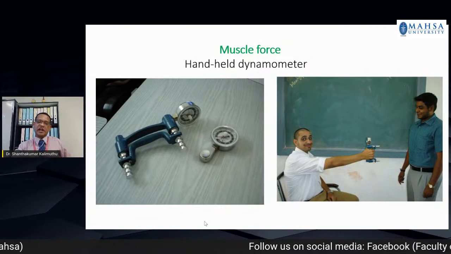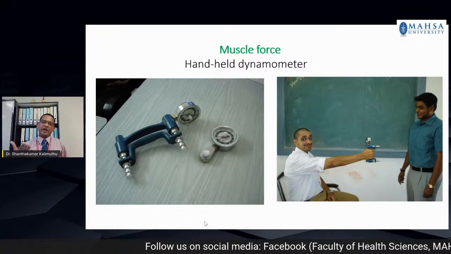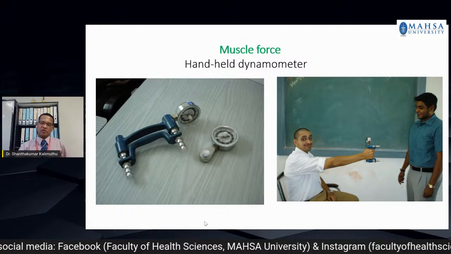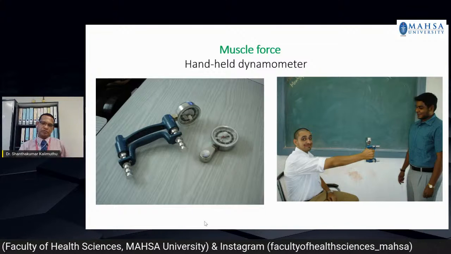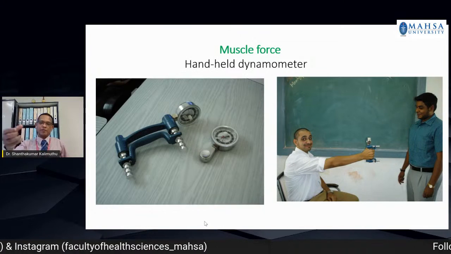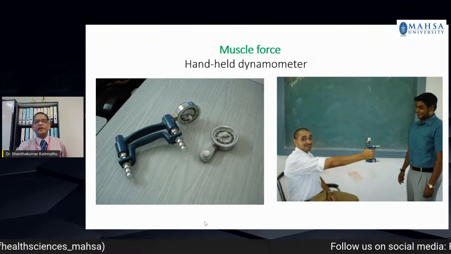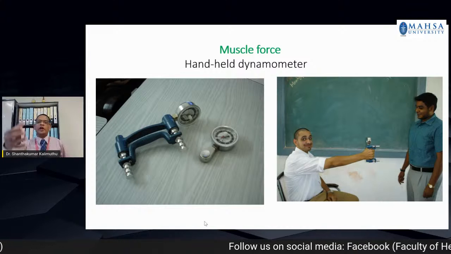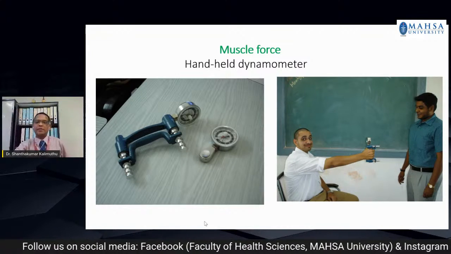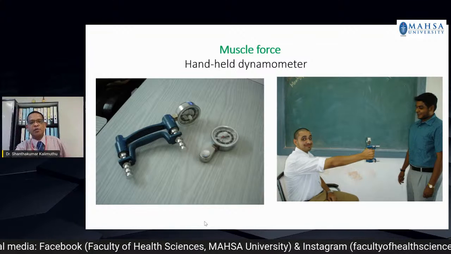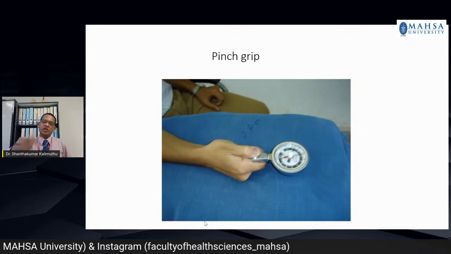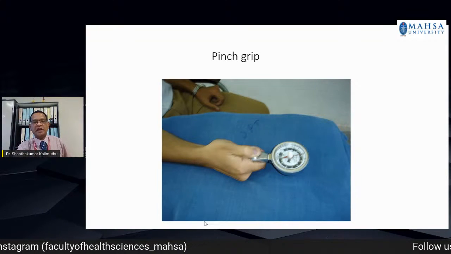So for hand function, generally we will evaluate lateral prehension. We will evaluate the spherical grasp, hook grasp, and then we have to even evaluate the muscular force. So a handheld dynamometer can be used to test the muscle force. What force the patient can deliver through the hand can be tested using a handheld dynamometer. So the pinch grip can be tested using the dynamometer this way.